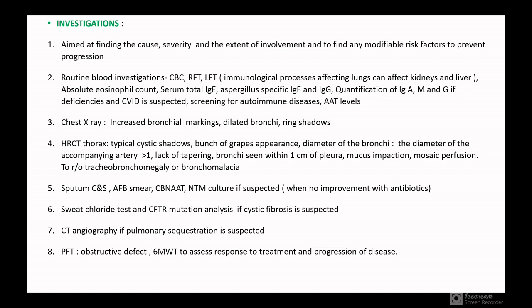What is CBNAAT? It is the cartridge based nucleic acid amplification test, or we also call it the GeneXpert MTB/RIF test, or NTM culture if suspected. NTM is non-tuberculous mycobacteria, suspected when there is no improvement with antibiotics. Sometimes we do the sweat chloride test and CFTR mutation analysis. CFTR is cystic fibrosis transmembrane conductance regulator, tested if cystic fibrosis is suspected. CT angiography is done if pulmonary sequestration is suspected. PFT, pulmonary function test, shows an obstructive defect. 6MWT is the 6-minute walk test to assess response to treatment and progression of the disease.